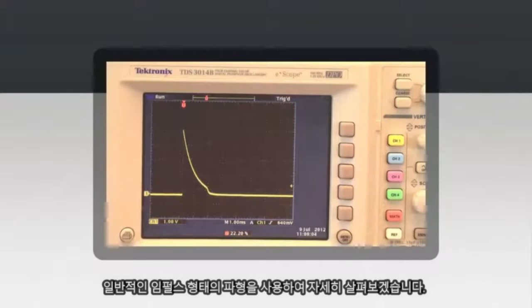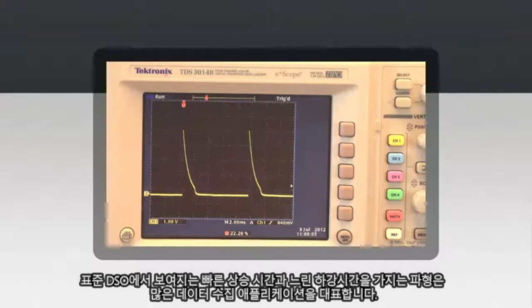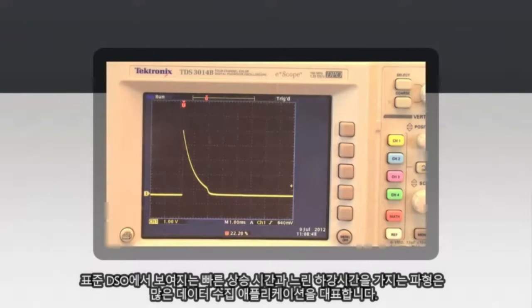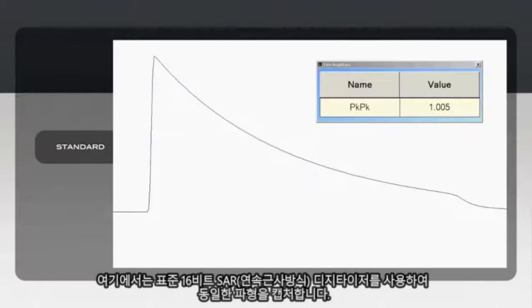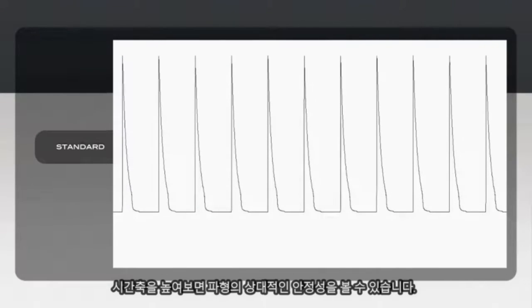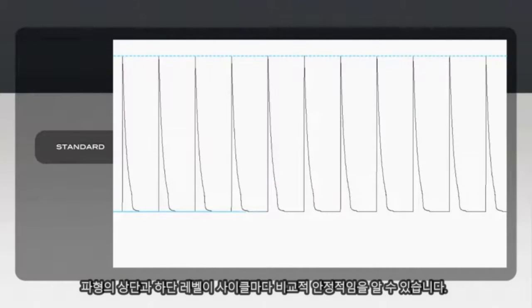Let's take a closer look using a typical impulse-type waveform. The waveform shown from a standard DSO has a faster rise time and slower fall, representative of many data acquisition applications. Here are the same waveforms captured using a standard 16-bit successive approximation digitizer. By increasing the time base, you can see the relative stability of the waveform. You'll notice the level of the top and bottom of the waveform are relatively stable from cycle to cycle.